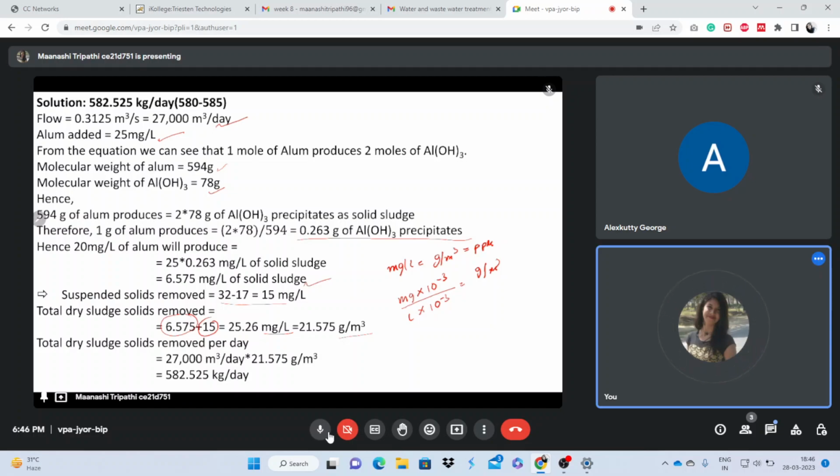Okay, this thing will be same actually. It's wrongly written like this. So total dry sludge removed is when we multiply it by 27,000. This is what we will get. I'll check this calculation.